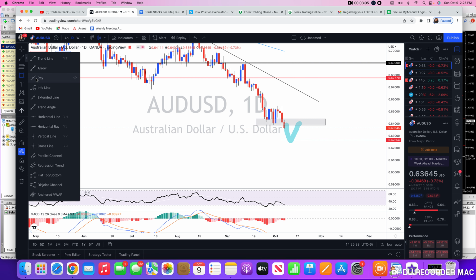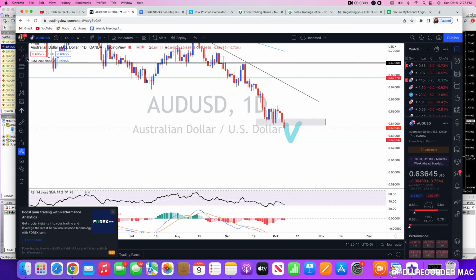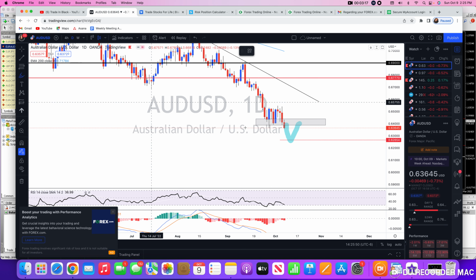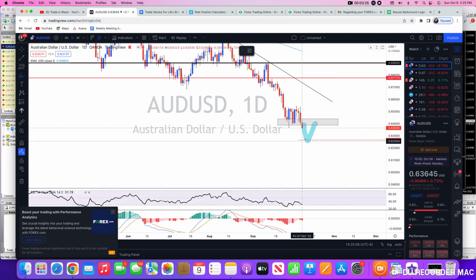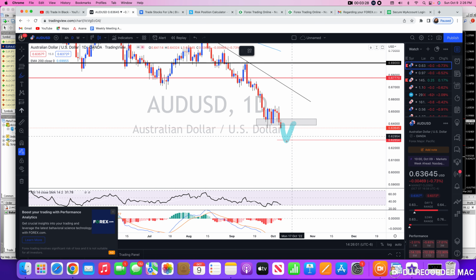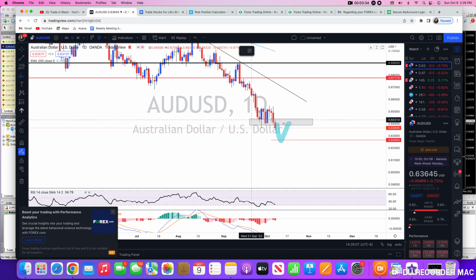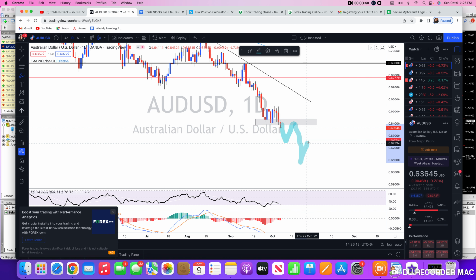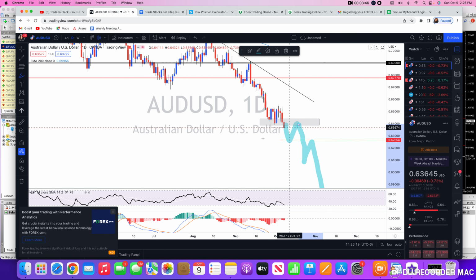Let me get my brush tool back. Oh my God, why am I forgetting? All right. I believe what it could do is come down a little bit further to where this little mark is, where the consolidation came to an end way back when. I believe that it could come back here, go back up to this level right here for a retest, come back down, hopefully we break through. It could do another retest at that same level, and then we could see it head back down. That's what I strongly believe.